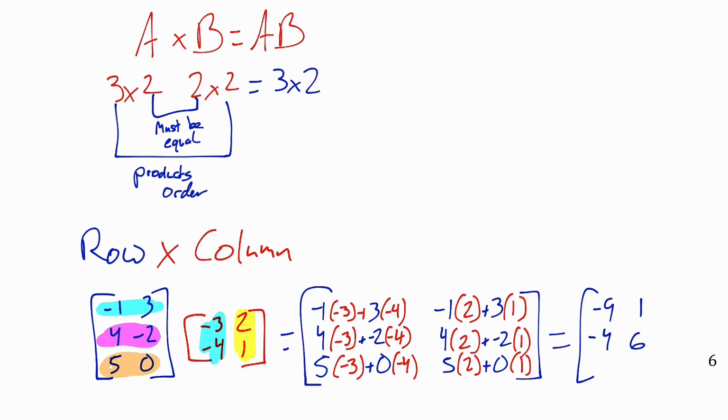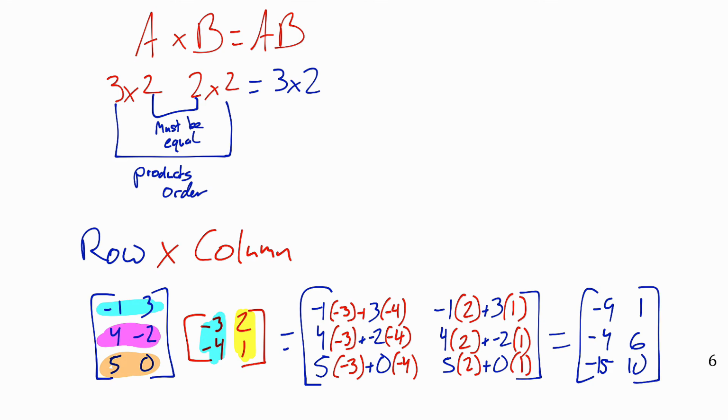And then finally on that bottom row, this is not going to be so painful because we have 5 times negative 3 is negative 15. 0 times negative 4 is 0. So we got negative 15 plus 0 is negative 15. And then the final 5 times 2 is 10. 0 times 1 is 0. 10 plus 0 gives us a grand total of 10.